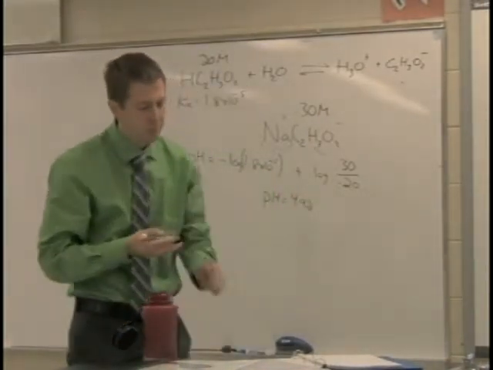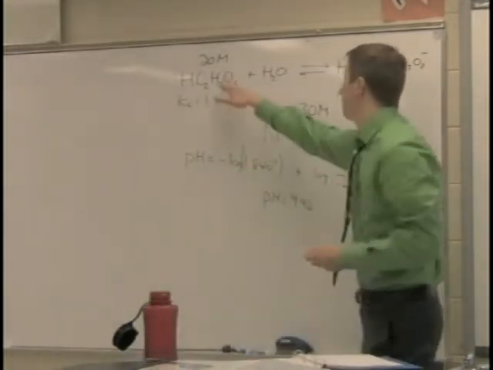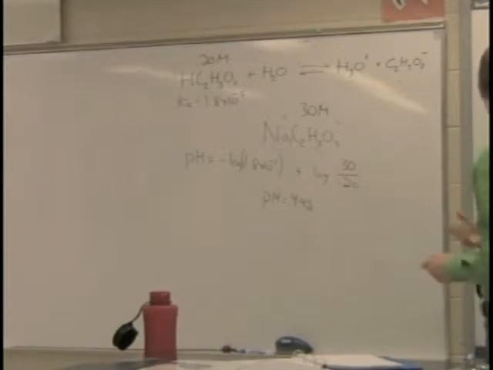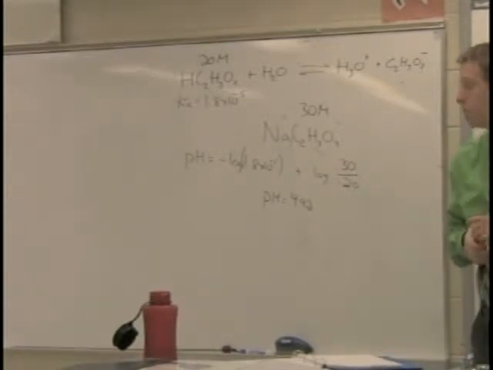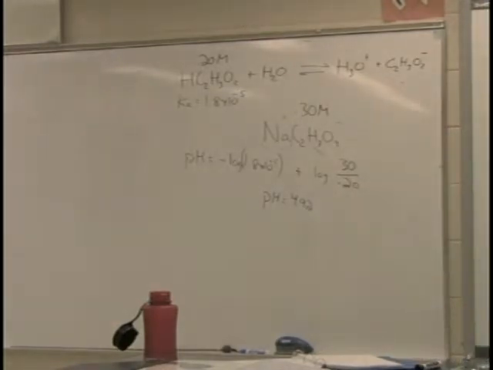And if all you did prior to this was solve for the pH of just the acetic acid, it would have been a lower pH. Lower pH meaning that it would have had more hydronium in solution.